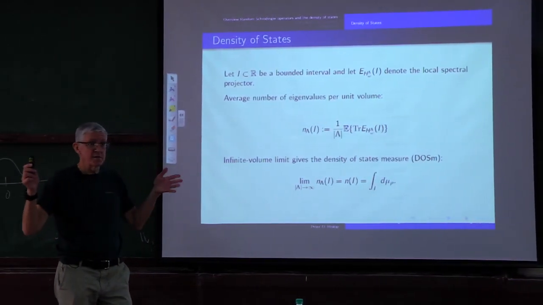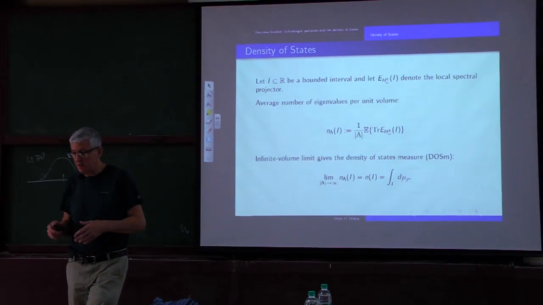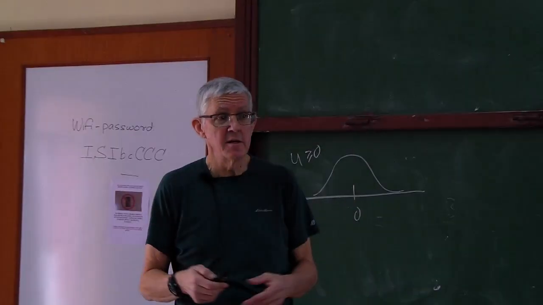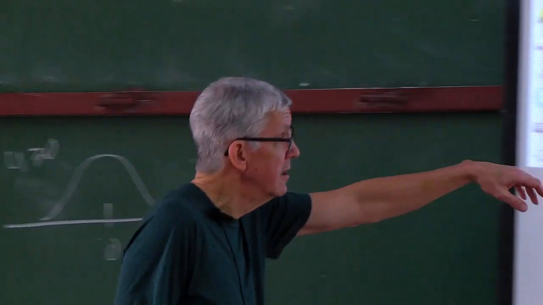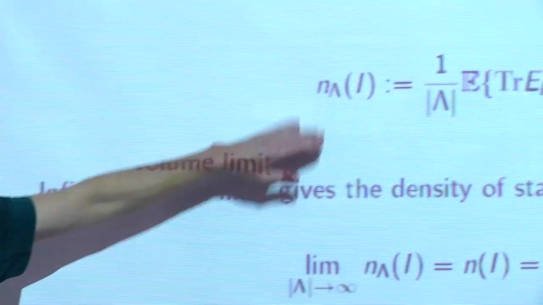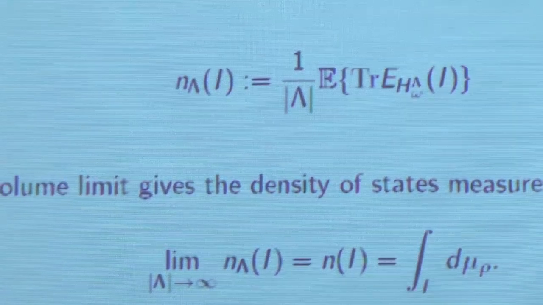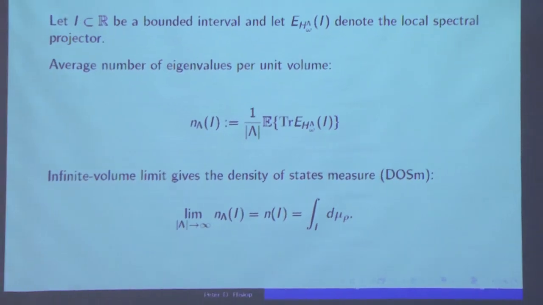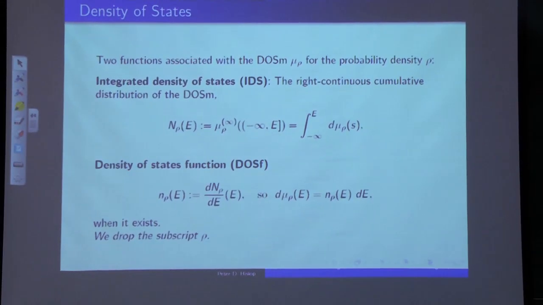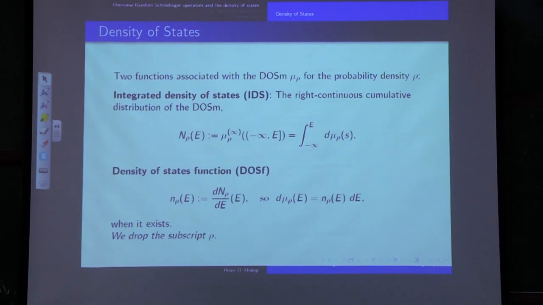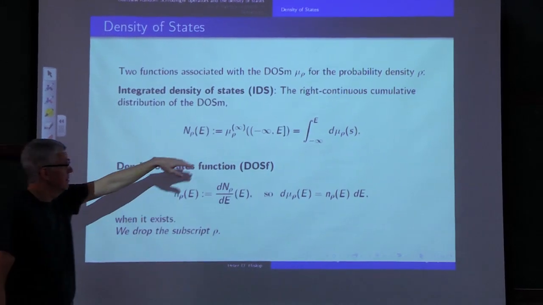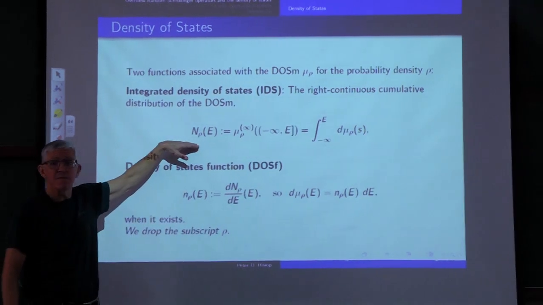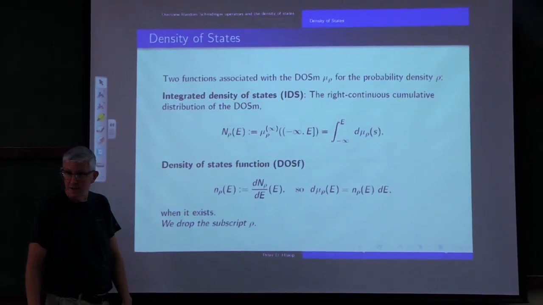So we have the system in a box, and a family of eigenvalues. We looked at the counting function properly normalized by the box and the local density of states, which is little n sub Lambda. And then when you take the volume of that box to infinity, you have the density of states measure for the infinite volume system. Just one other comment about this measure: the integral of that gives you the distribution function, which is called the integrated density of states.